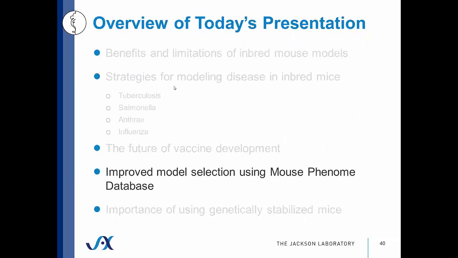So now that I've shown you how inbred strains can further our understanding of infectious diseases and we can use them for vaccine and therapy trials, I'd like to show you where you can go to find more information about these models so you can make better choices about which strain to use for your experiments using the mouse phenome database.